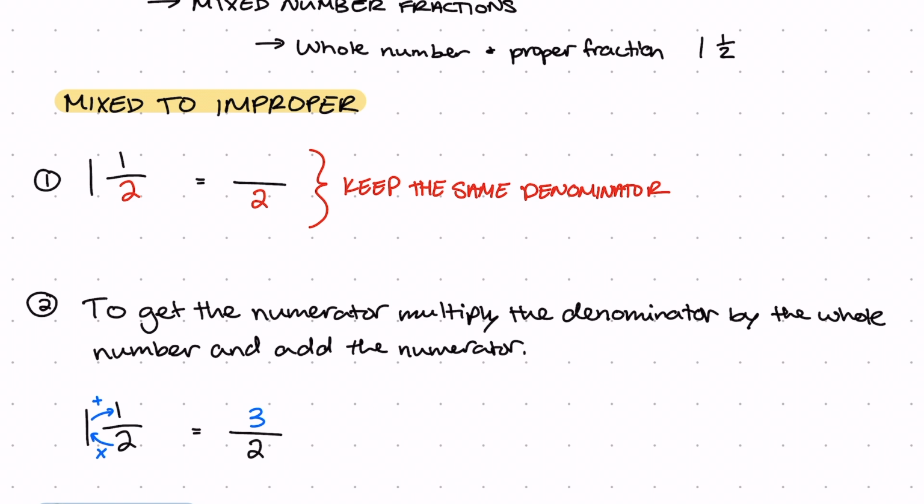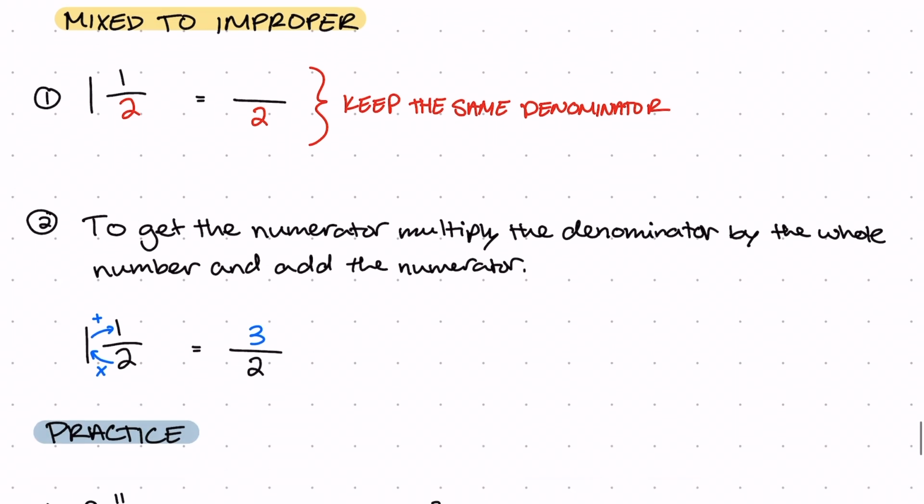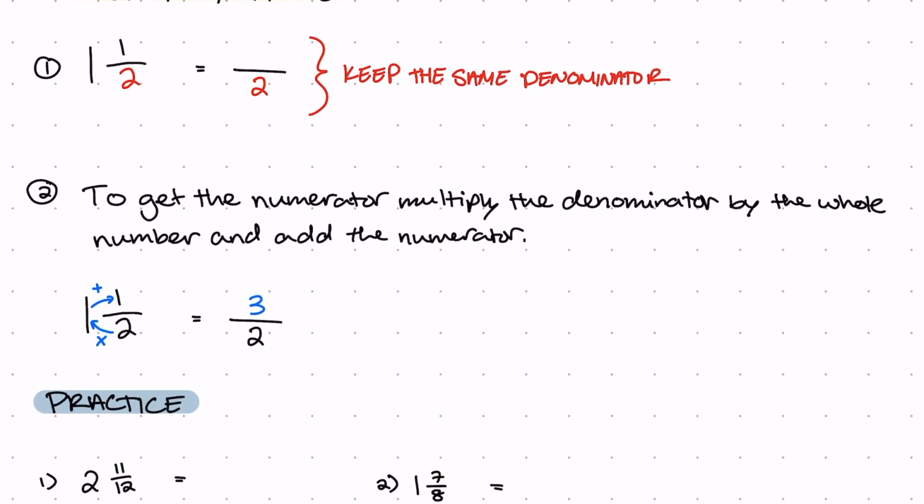So the first step in converting a mixed fraction into an improper fraction is keeping the same denominator. So if we have 1.5, we're going to keep the denominator as a 2. Now to get the numerator, all you have to do is multiply the denominator by the whole number, then add the numerator. So we're going to do 2 times 1, so the denominator times the whole number, and then we're going to add 1. So 2 times 1 is 2, plus 1 is 3. And we're just going to put that on top here. And so we have 3 over 2. And it's that simple. So let's just do some practice problems here.